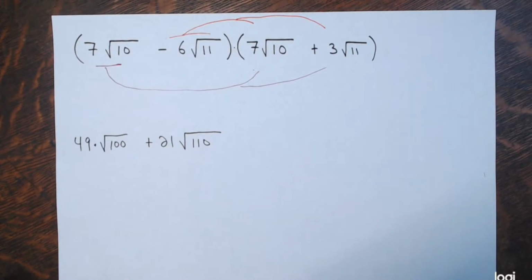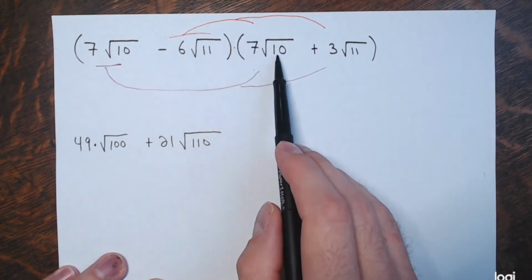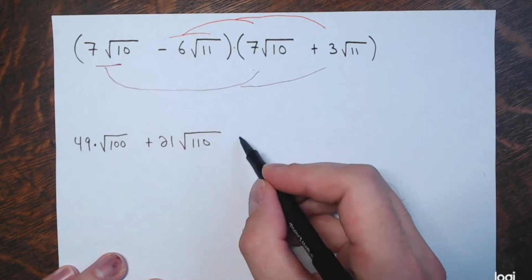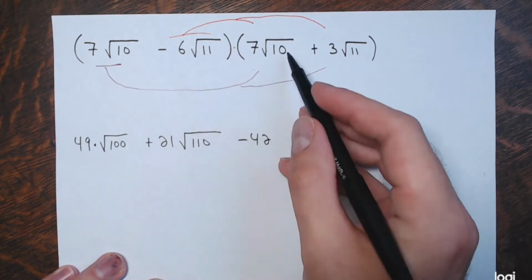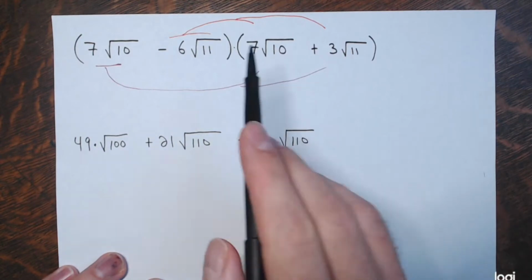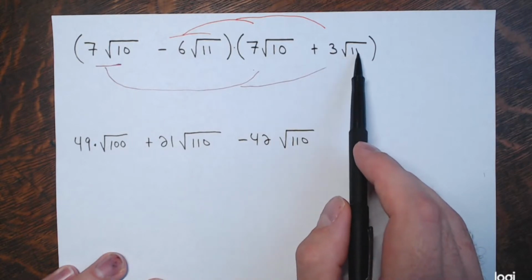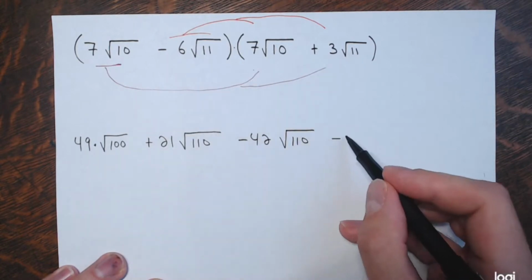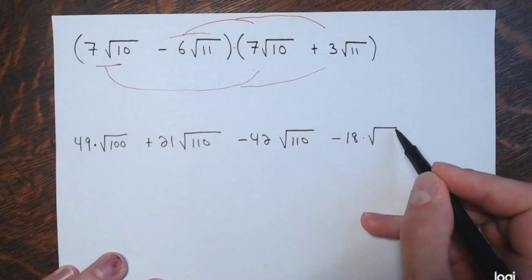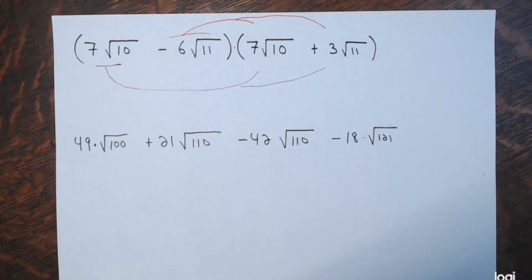Negative 6 times the square root of 11 times 7 root 10 would be negative 42 times the square root of 110. And then negative 6 times the square root of 11 times positive 3 times the square root of 11 would be negative 18 times the square root of 11 squared, the square root of 121. Again, that's just 11. That's easy.